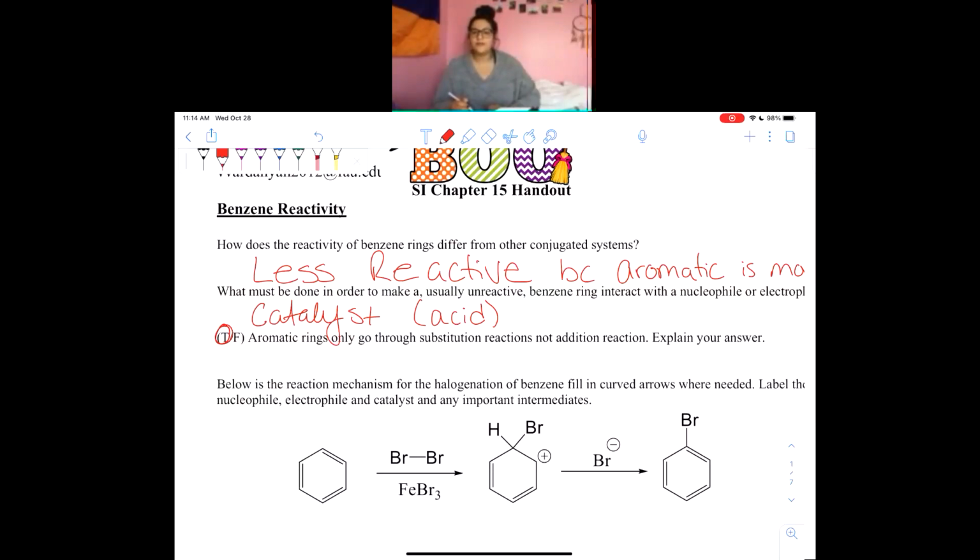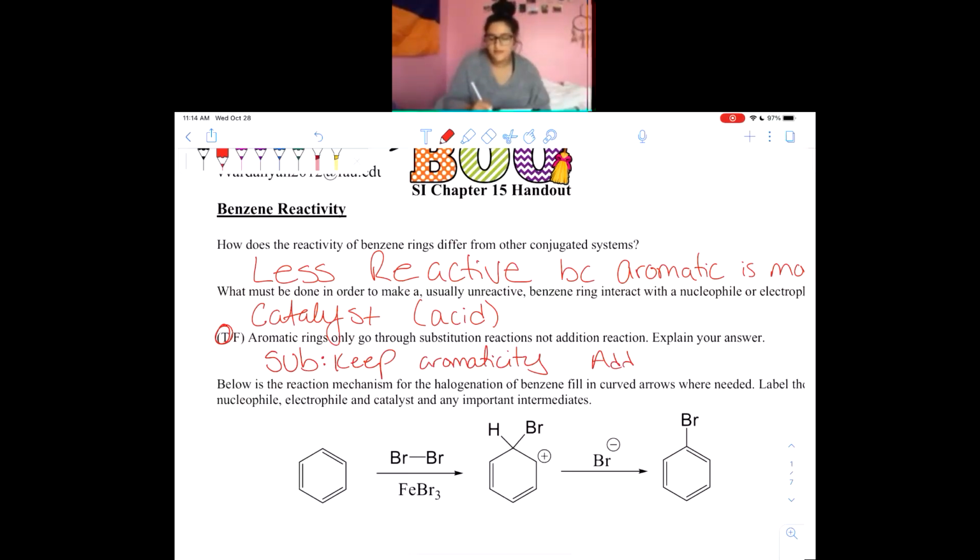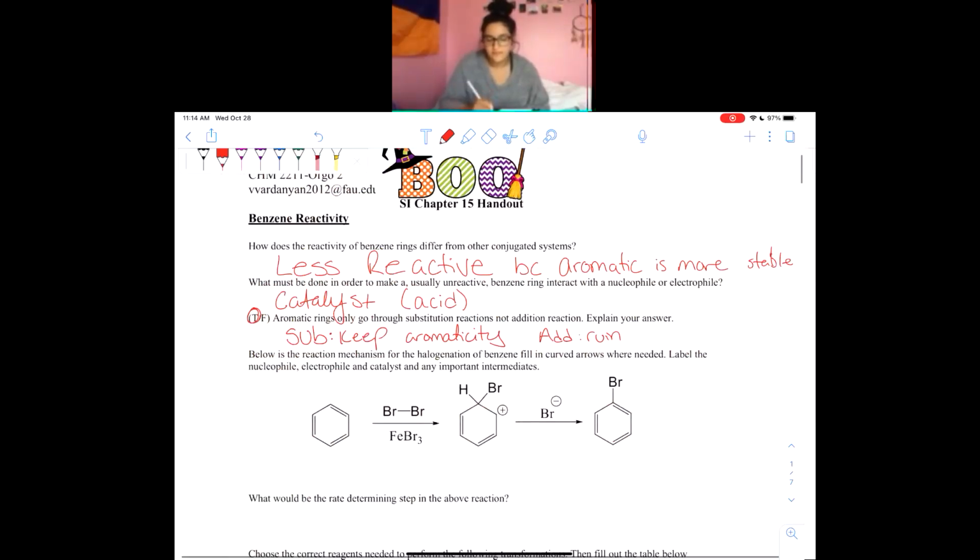Aromatic rings only go through substitution, not addition. And we'll see in a moment the reason for that is addition reactions will get rid of aromaticity, and we never ever want to get rid of aromaticity if we can help it. Substitution reactions will keep aromaticity. Additions will ruin aromaticity.